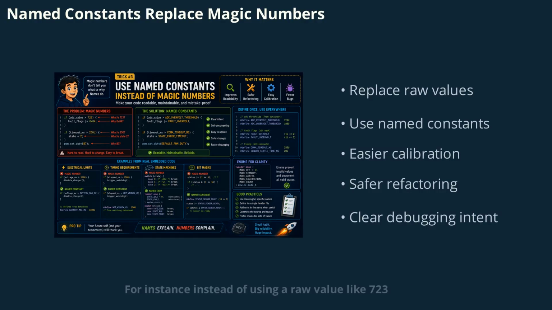For instance, instead of using a raw value like 723, define a constant such as ADC_OVERVOLT_THRESHOLD. This practice is especially important when values come from datasheets, timing requirements, or electrical limits. Named constants clarify intent and prevent costly mistakes.